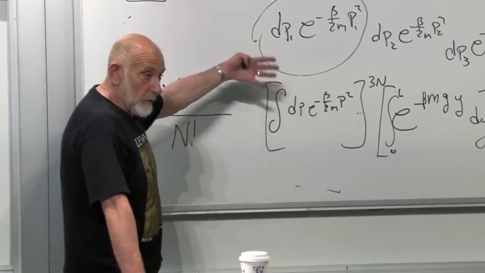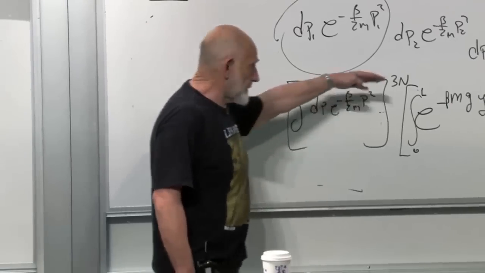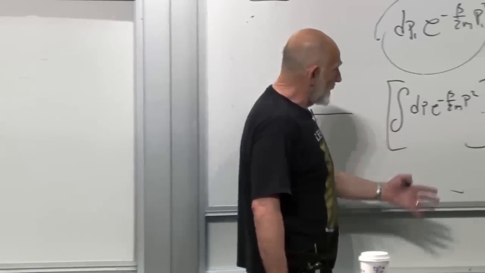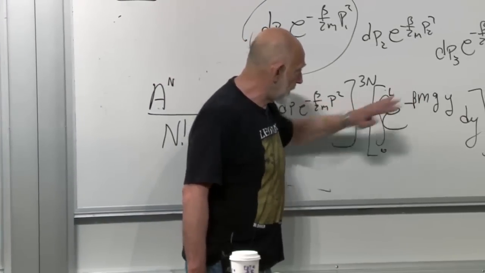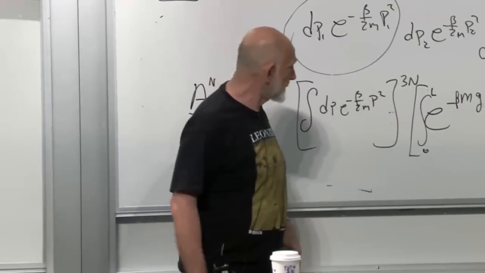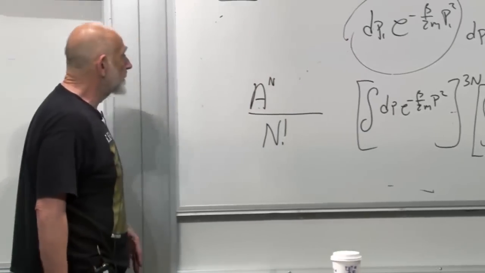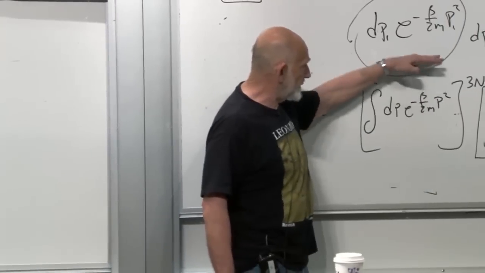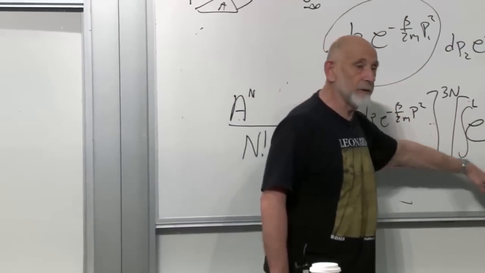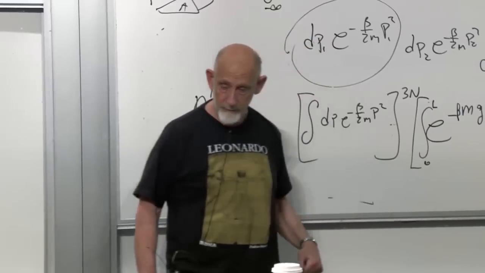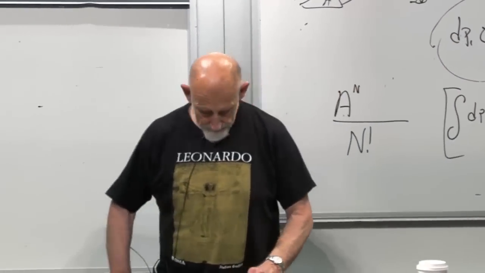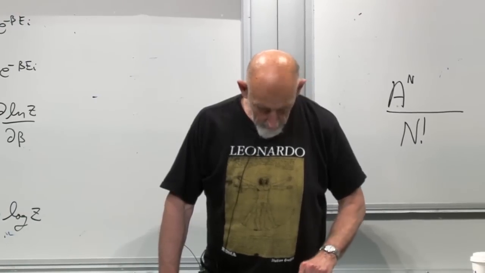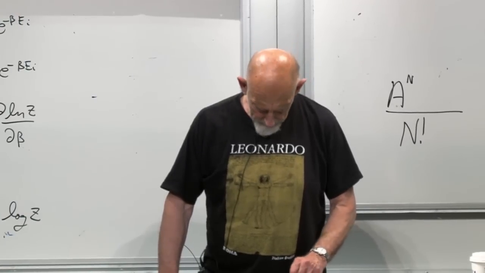And you can work it out. Maybe we'll do it next time. I'm getting a little tired. It's getting a little too late. But we could work out what the partition function is for the box of gas in the gravitational field. It has the same factor that it had before, plus another factor from here. Okay, so I'll let you work that out.